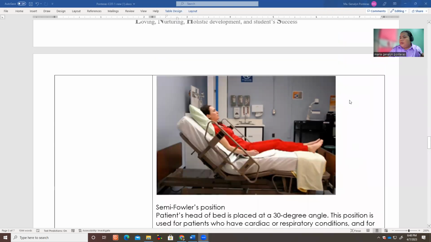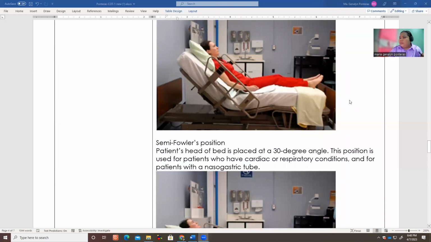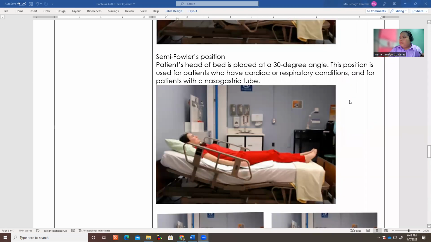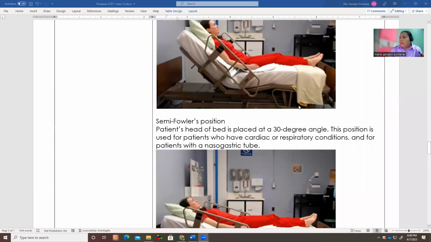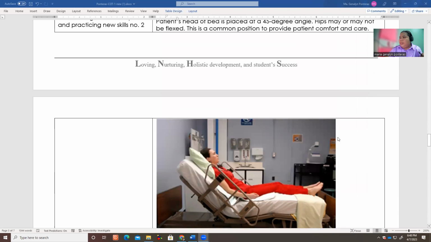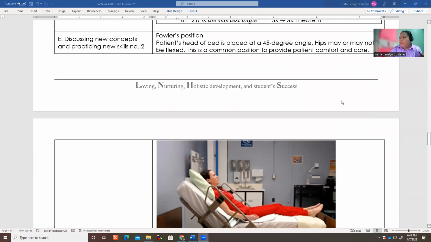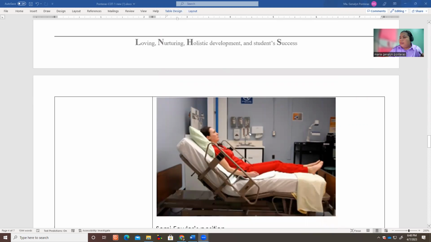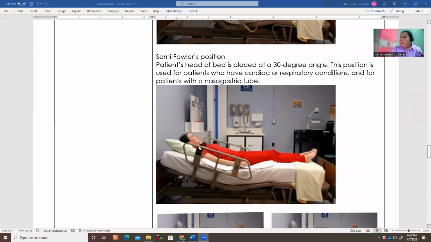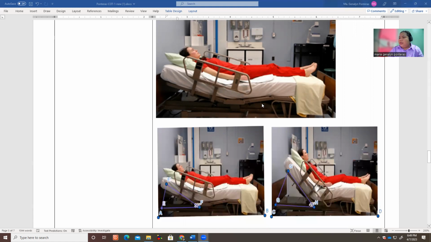And so this 45 degrees is medyo malaki. The 45 degrees is the recovery position of the patient. The semi-Fowler's position is a 30 degree angle, which is used for a patient who has cardiac or respiratory conditions. And when the patient has tubes, so 30 degrees.